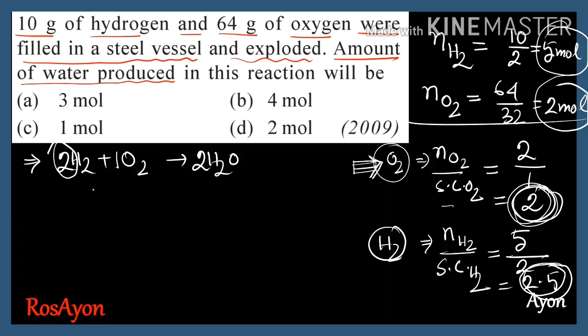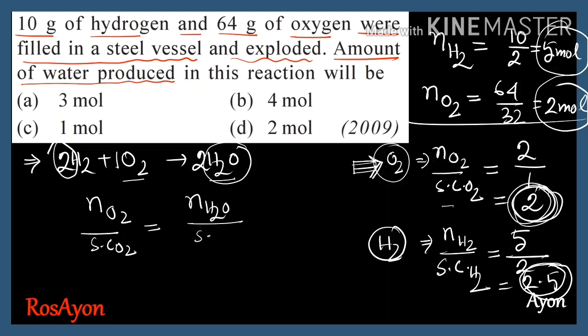Now O2 determines the product. Here you see for O2 and H2O, because H2O is the product. Now for this relation, n of O2 divided by stoichiometric coefficient of O2 is equal to n of H2O divided by stoichiometric coefficient of H2O. Clear? n of O2 is equal to 2 divided by stoichiometric coefficient of O2, which is 1, that is equal to n of H2O divided by stoichiometric coefficient of H2O, which is 2. Okay.